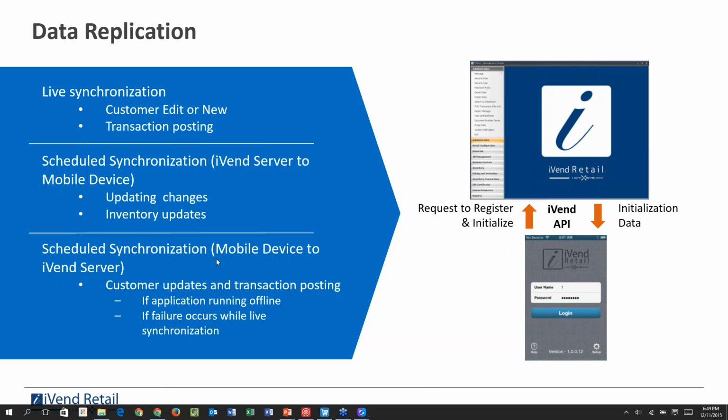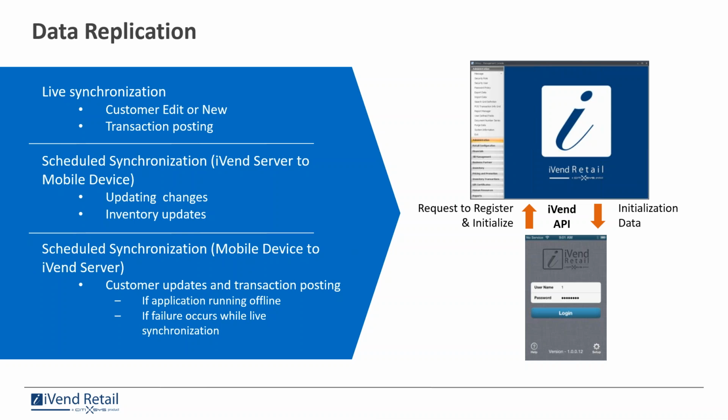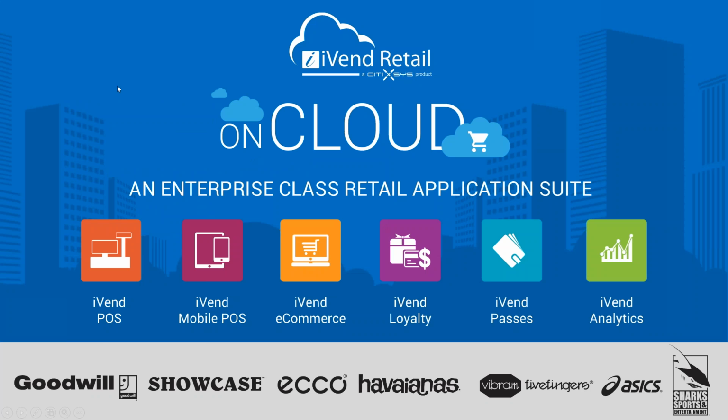And over here, we have the scheduled synchronization from the mobile device to the iVend server, things such as customer updates right there. And you'll see over here if the application is running online, or if a failure occurs with the live synchronization itself. Now, like you saw earlier, this connects all the way through to the cloud. This is available with the iVend cloud, and you can obviously use it with other clouds as you might need to.